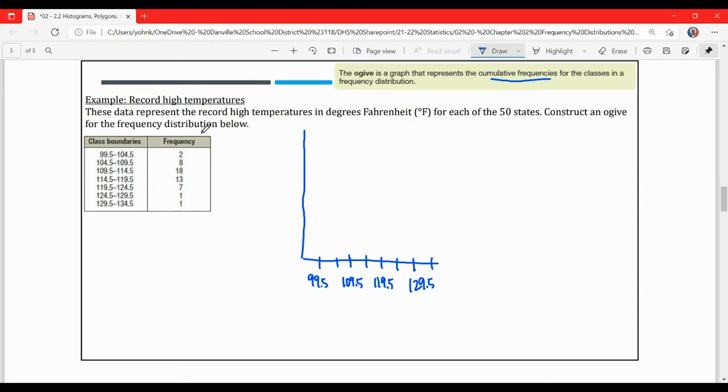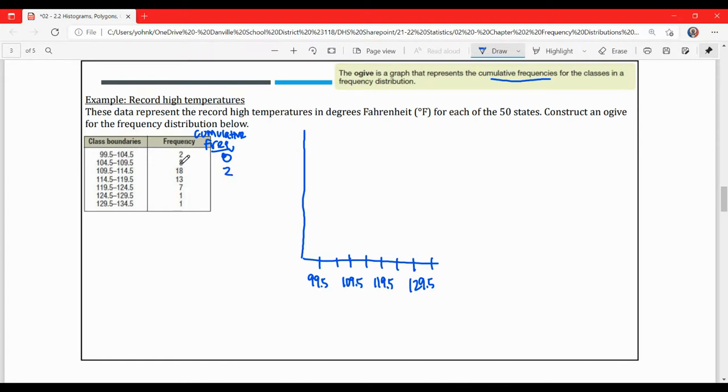We need to find those cumulative frequencies. So I'm going to put cumulative frequency. So what we're going to do is the first one is always 0. Because remember, cumulative frequency is all the values that are less than that value. So the first boundary is 99.5. There are no numbers smaller than 99.5. Then we add the next number in the frequency column, 2. So 0 plus 2 is 2.